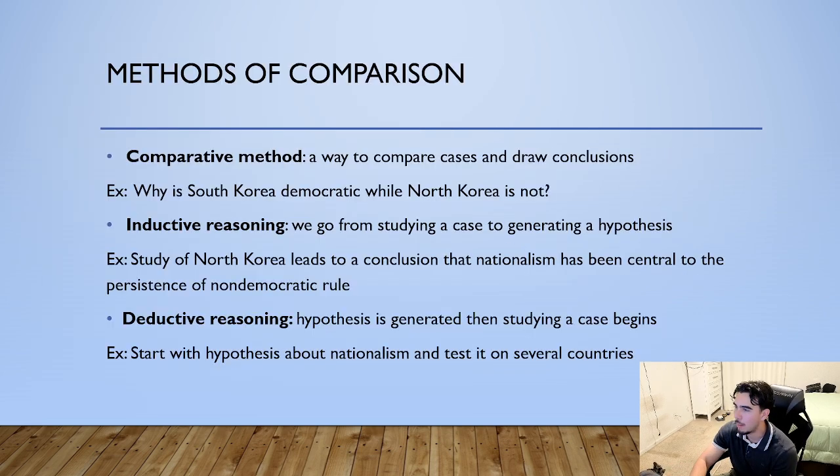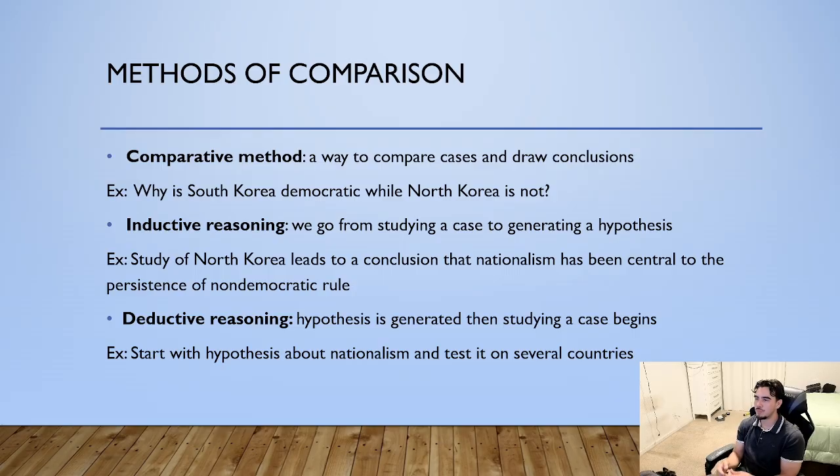Okay, now comparative or methods of comparison. Okay, the first one we're going to have up there is going to be comparative method. It's a way to compare and draw conclusions. So an example that I kind of created is, why is South Korea democratic while North Korea is not? Okay, and there's actually some issues within comparative politics too. Usually when people are finding their research, they like to focus on a specific area. So really easy to focus out in Korea because they're two neighboring countries. One country is democratic, the other one is under authoritarian rule.